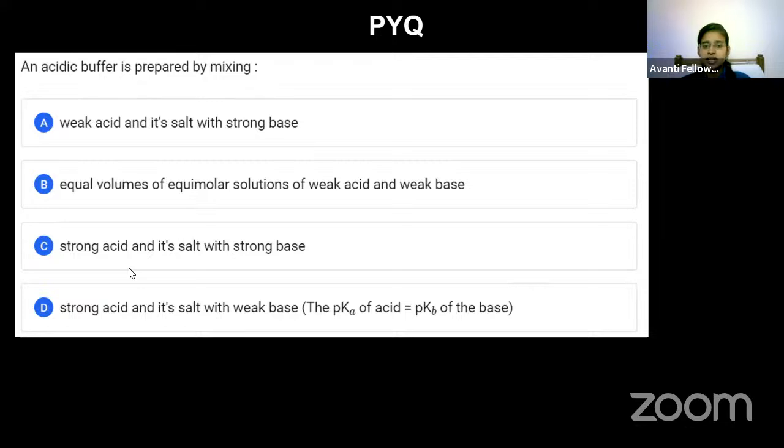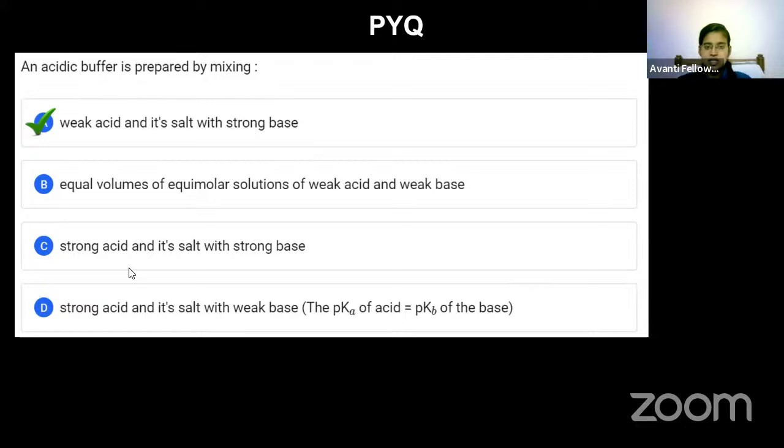Roshan, did you get the correct answer? Option D is not the answer. Did you arrive at the correct answer? Option A? Yes. Option A is the correct answer. So it is the mixture of weak acid and its salt with a strong base. Weak acid and its salt with a strong base. All right.